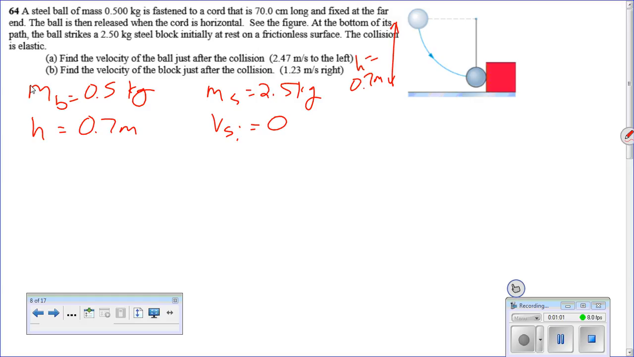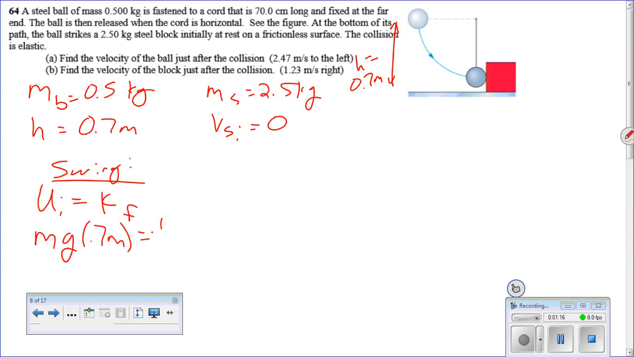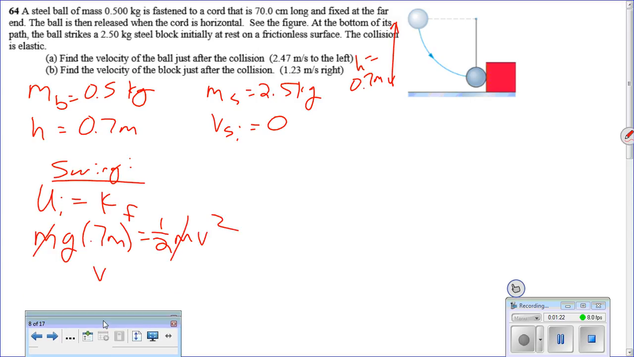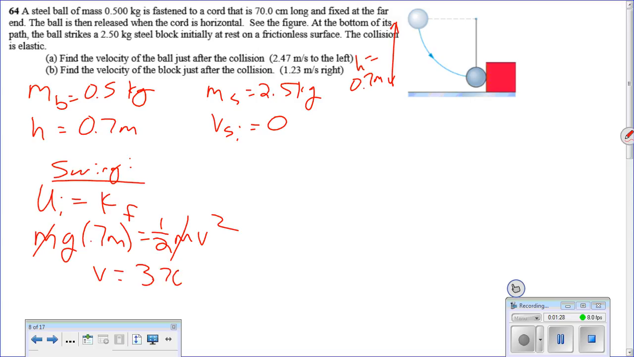So for the swing, here's what we know. I know that during the swing, the potential energy that I start with is equal to the kinetic energy I end with. So m times g times 0.7 meters equals 1/2 m times v squared. My masses cancel. Solve for v, and you will discover that that velocity is 3.70 meters a second. And that is important because that becomes the velocity of the ball before the collision.